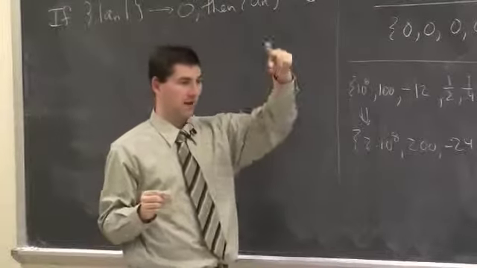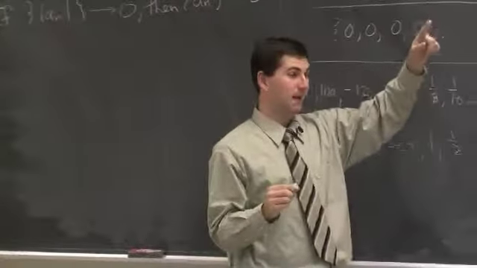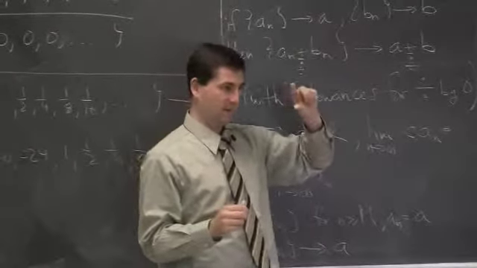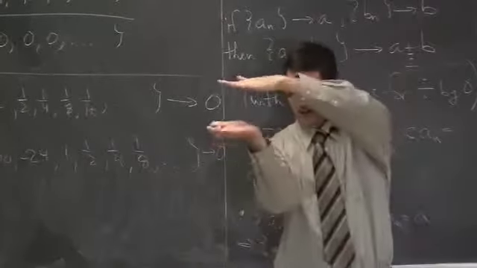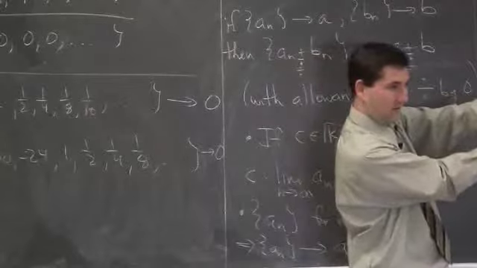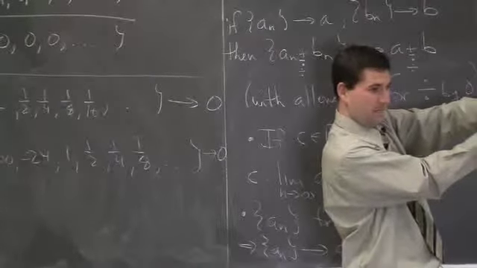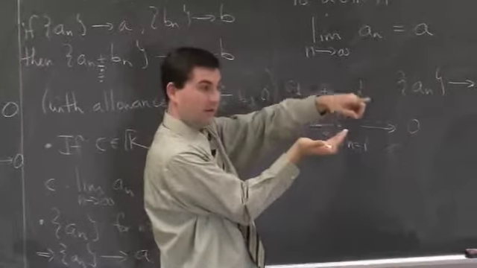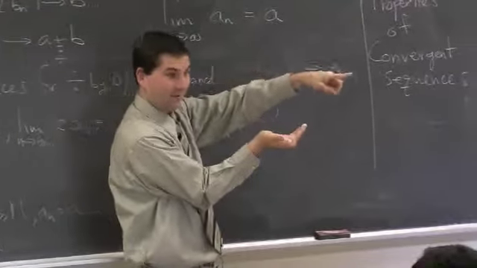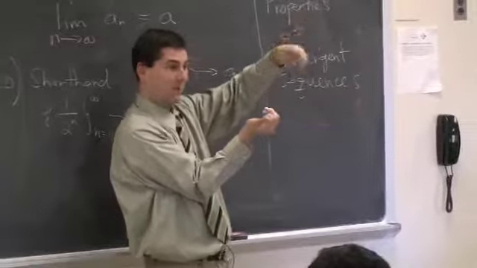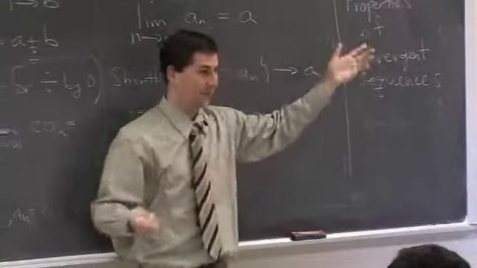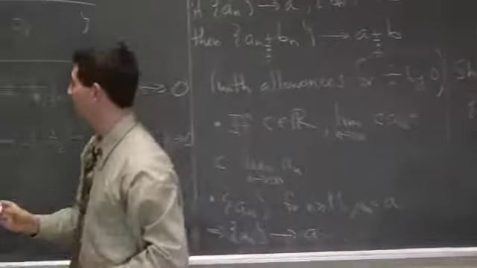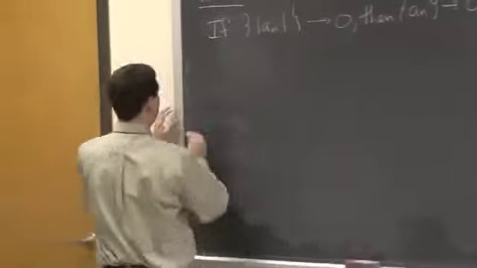They must also be getting closer to 0, but they could be hopping back and forth. Some could be positive, some could be negative. But they still have to be shrinking in towards 0, which means they are getting arbitrarily close to 0, and they're staying arbitrarily close to 0. Even if they're coming from the wrong side, positive or negative, we don't care, because they're staying within that little ball around 0. So that's the idea behind it.